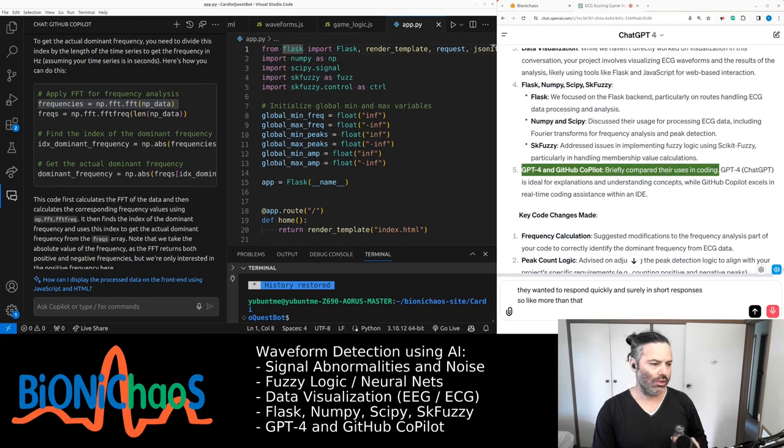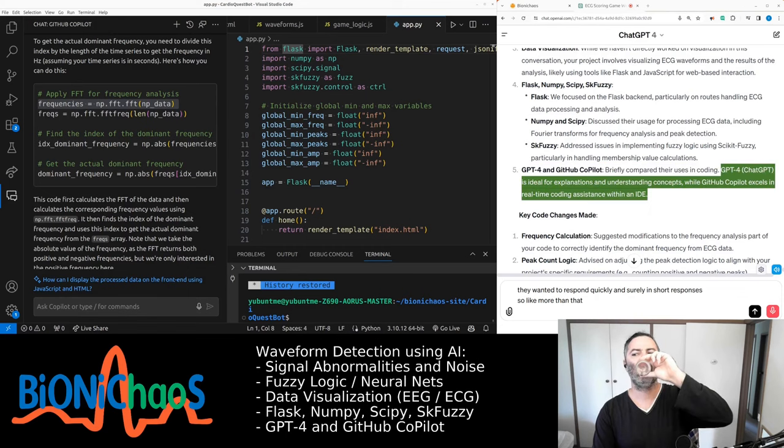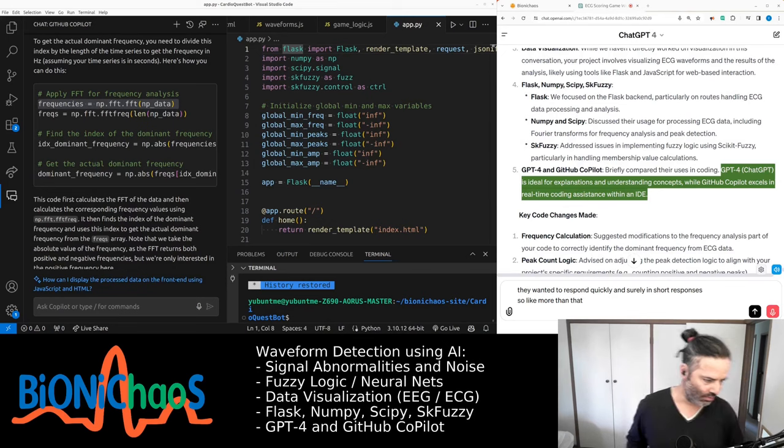GPT-4 and GitHub Copilot: briefly compared their uses in coding. GPT-4, ChatGPT, is ideal for explanations and understanding concepts, while GitHub Copilot excels in real-time coding assistance within an IDE.